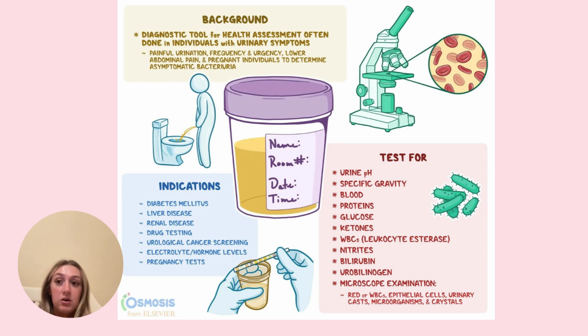I'm sure you've done one at the doctor before where they give you a little clear cup. You go in and do it just so they can double check. This is really common when you go to a pediatrician. I remember doing this when I was a little kid. Every time I went to the doctor, they test for urine pH, specific gravity, blood, proteins, glucose, ketones, white blood cells, nitrites, bilirubin, urobilinogen, and microscopic examination: red or white blood cells, urinary casts, microorganisms, and crystals.